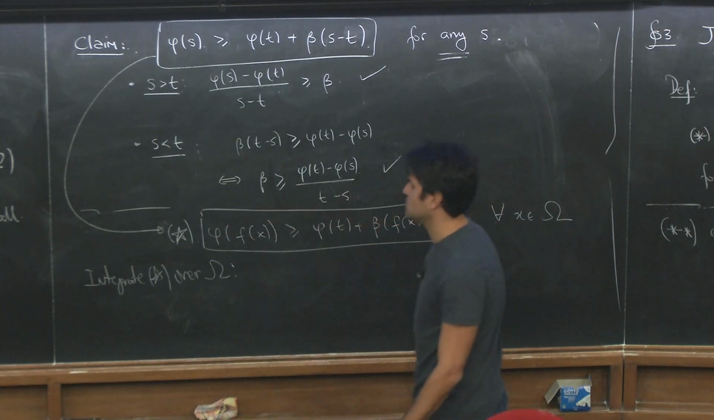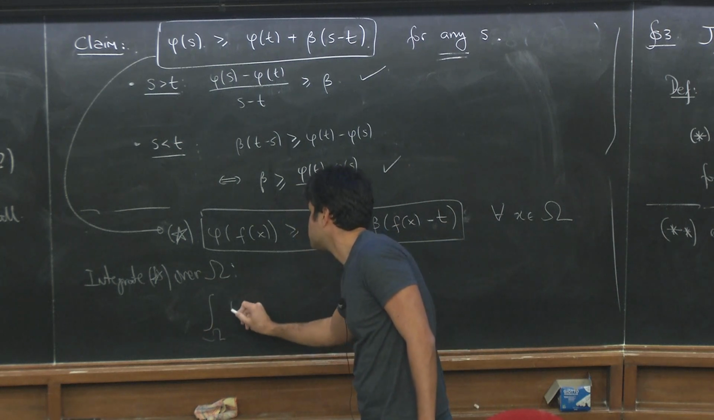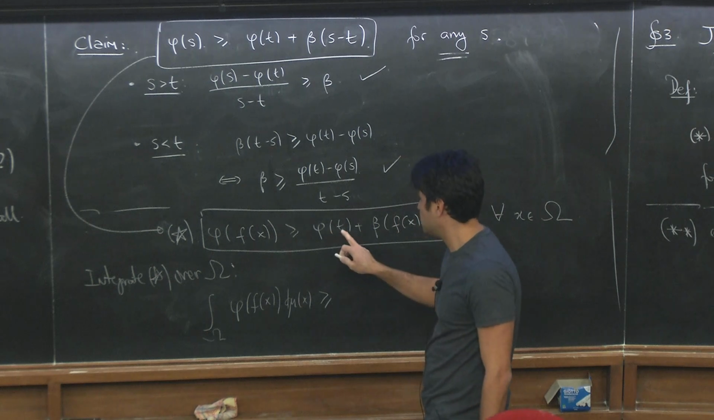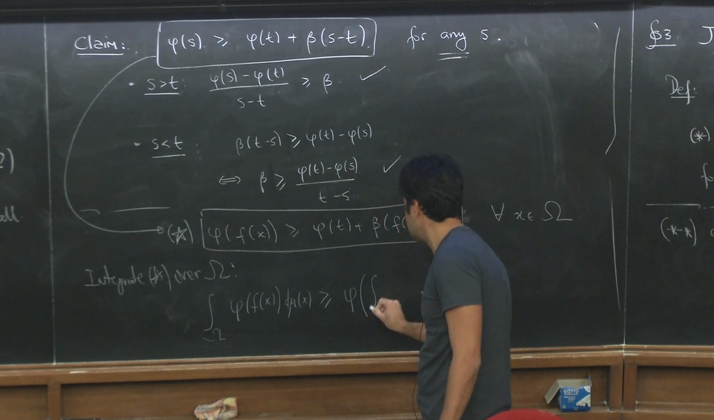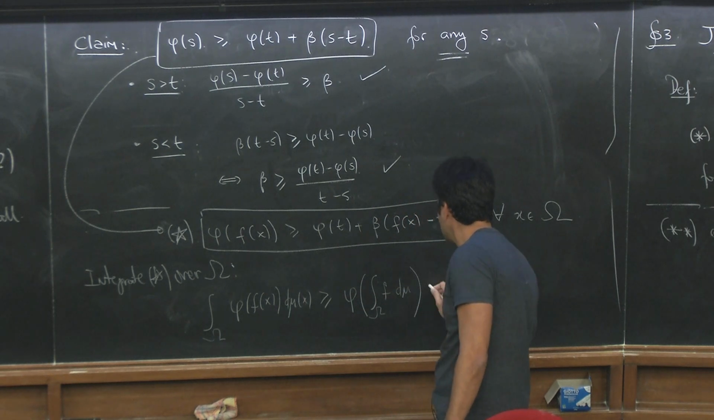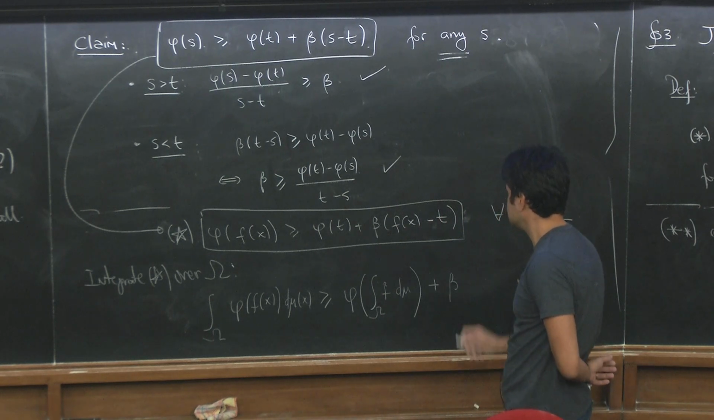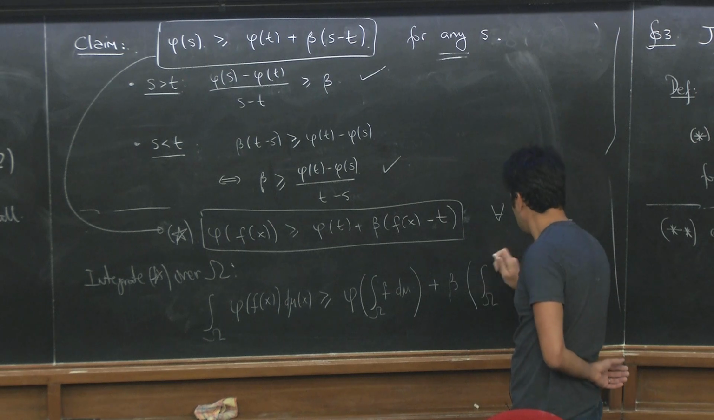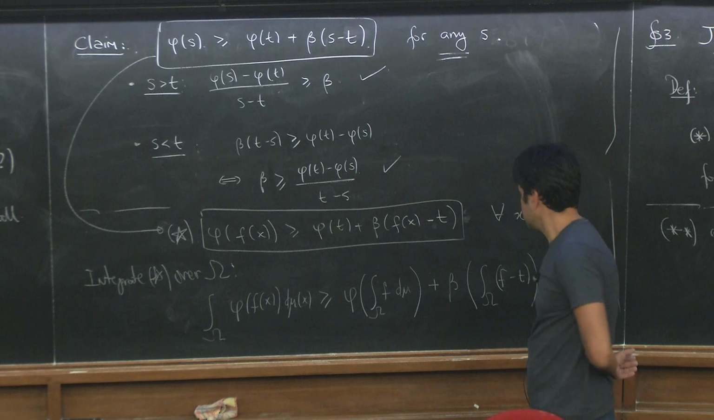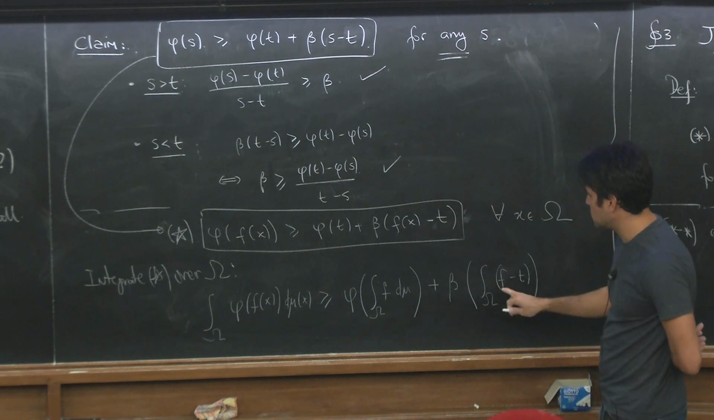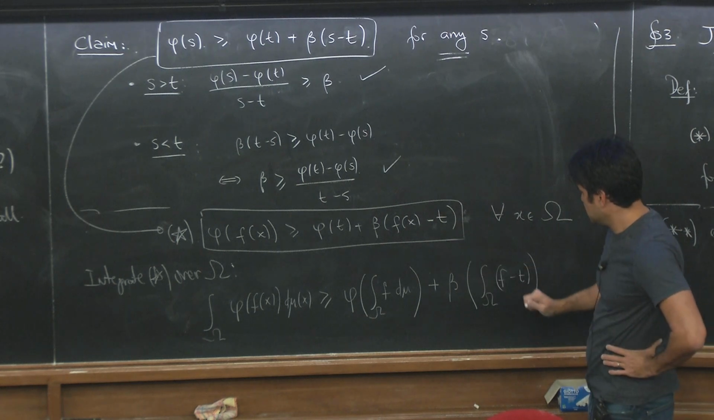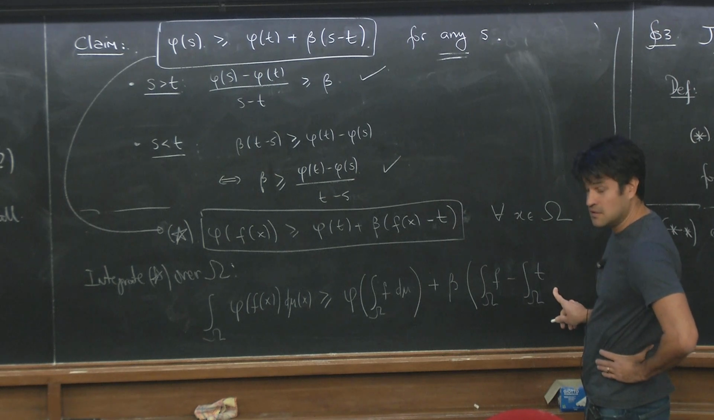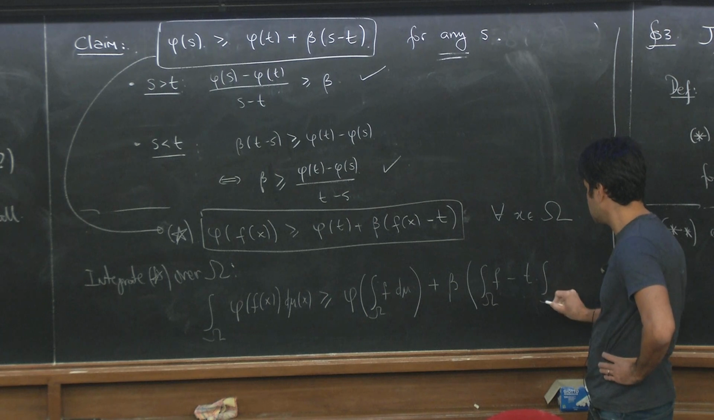So when you integrate this over your domain, what you get is the integral over omega of phi of f of x d mu of x is bigger or equal than phi of t. So phi of t was just the integral of f d mu over omega, plus, and then here you get beta times the integral of these guys. So you get the integral of f in omega, integral of f minus t. Okay? So now just observe that this is the integral of the function f of x minus t. T is fixed. Okay? So this is the integral of f minus the integral of t. T is a fixed number. So t comes out of the integral. So minus t times the integral of the function 1.